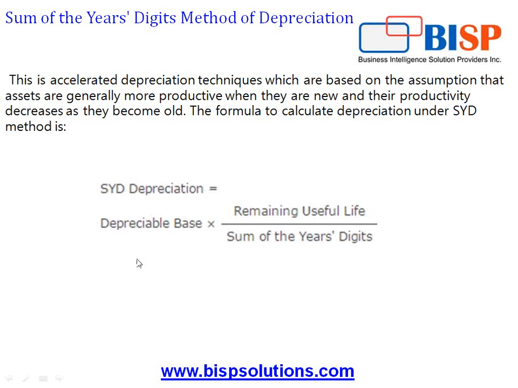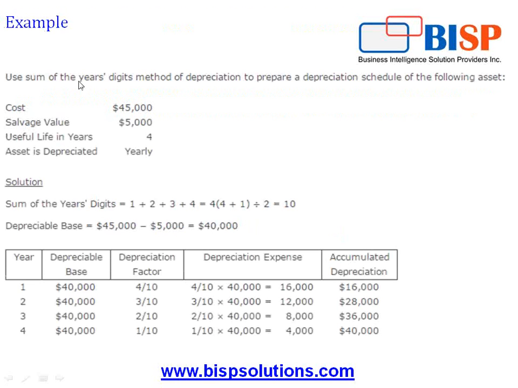So SYD depreciation equals depreciable base, remaining useful life, and sum of year digit. What the depreciable base, remaining useful life, and sum of year digit are, I'll show you in detail in the next example. Okay, now this example will make your understanding simple.